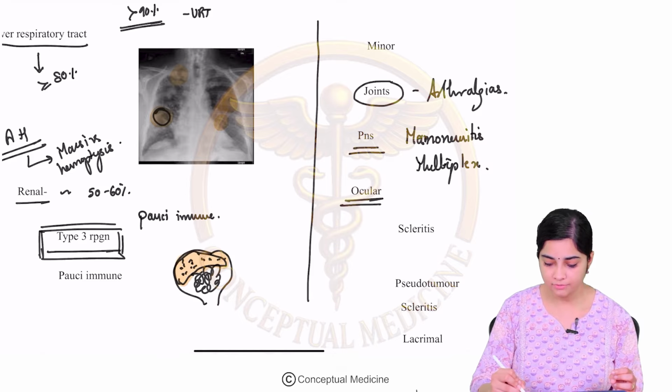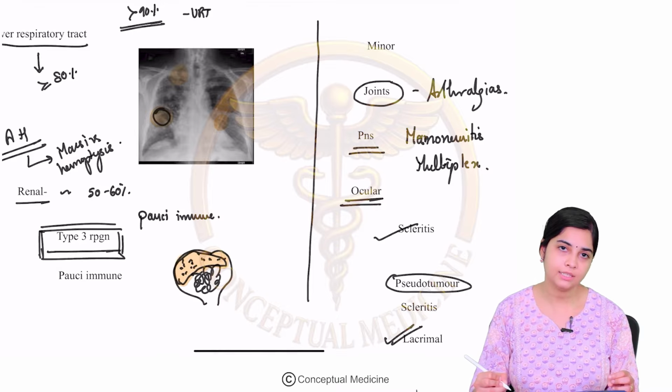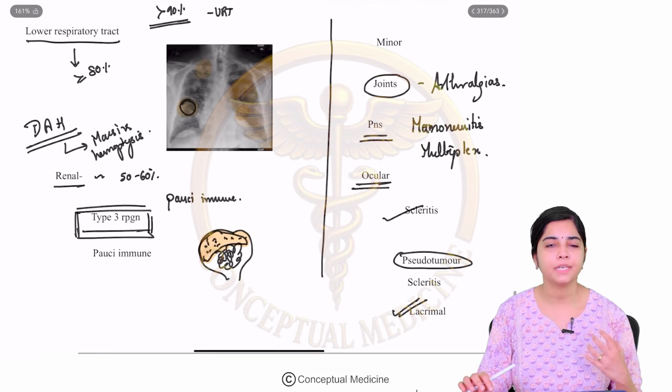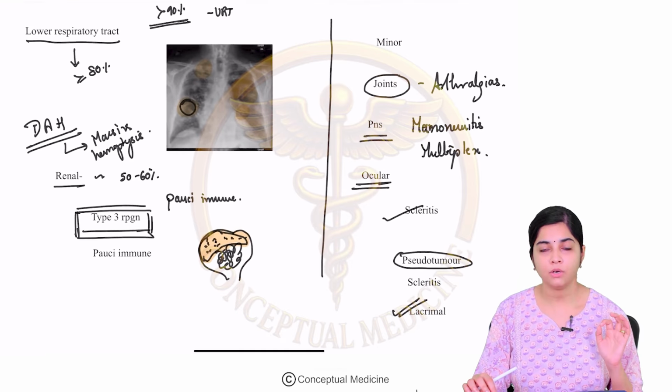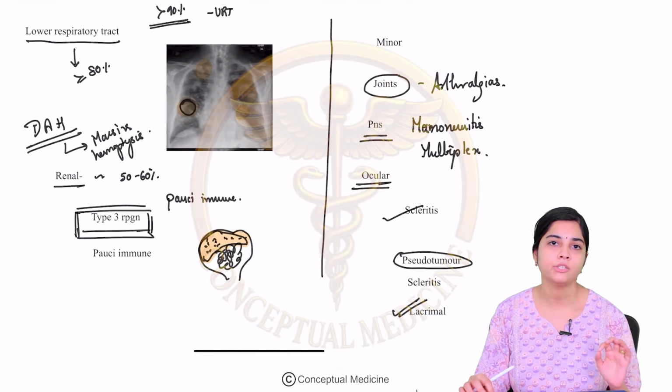Ocular involvement can involve scleritis, and you can have pseudotumor formation. Lacrimal gland enlargement can also be present. Right? So this is about the various clinical manifestations of your granulomatosis with polyangiitis.